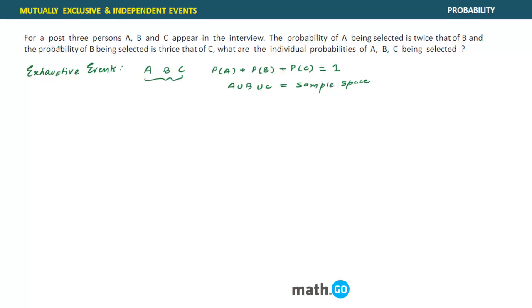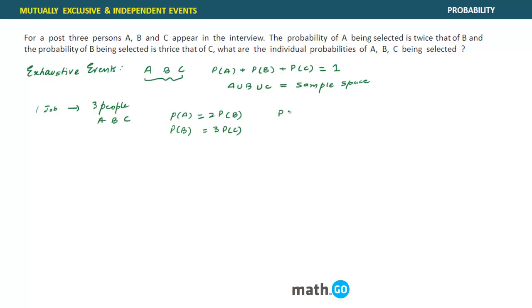For a post, 3 persons A, B, C appear in an interview. So there is one job, and how many people are targeting it? 3 people are vying for it, namely A, B and C. The probability of A getting selected is twice that of B. So probability of A being selected is twice the probability of B. And the probability of B being selected is thrice that of C. So this is what is given to you.